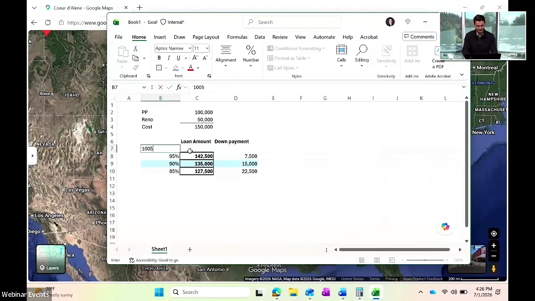Okay, 100% is obviously just this. So your down payment is nothing. But on top of all this, you have something that's not. So you have closing costs.